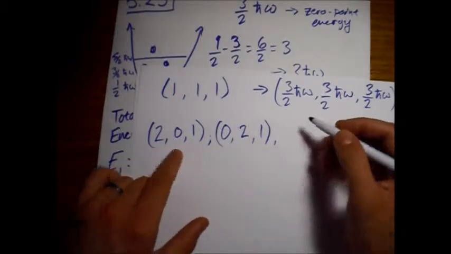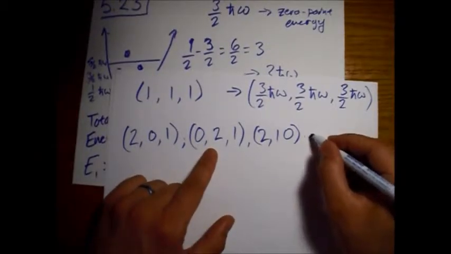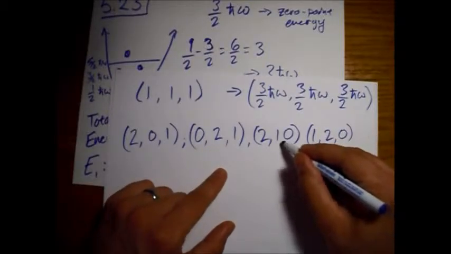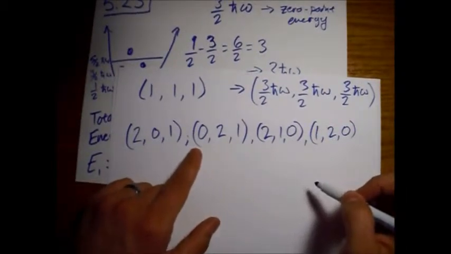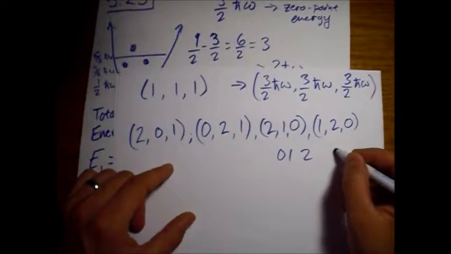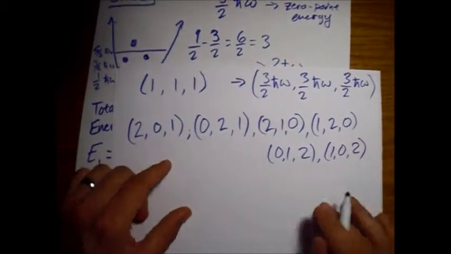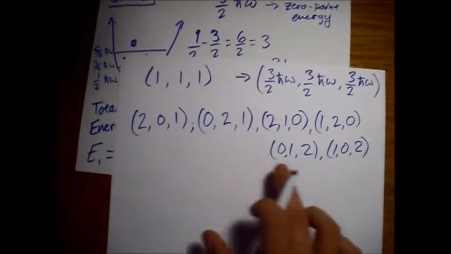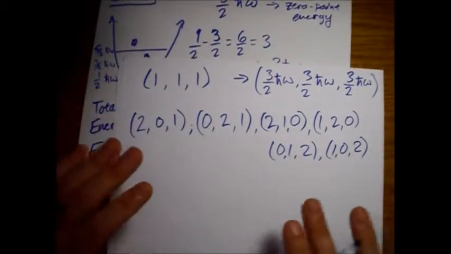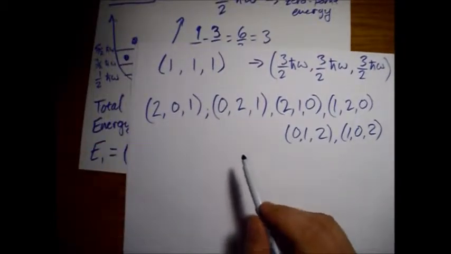Let's see, which ones am I missing? So I need a 2, 1, 0. Okay, I need a 1, 2, 0, and then I'm missing 2 more. So I have 2 in the first place twice, 2 in the second place twice. I need a 0, 1, 2, and a 1, 0, 2. All right, so there are 6 ways, since we're talking about distinguishable particles. We're just working this out real quick, and then we'll get to how Griffiths asks us the question, and how we can get the answers from this.